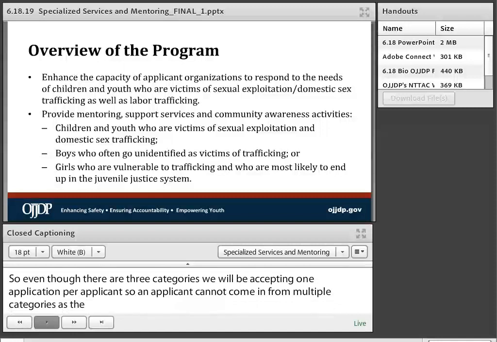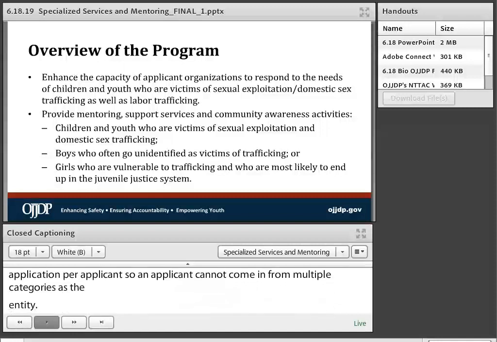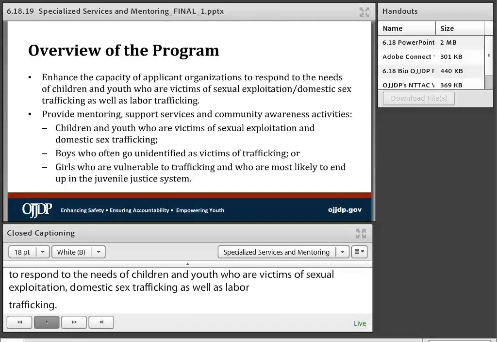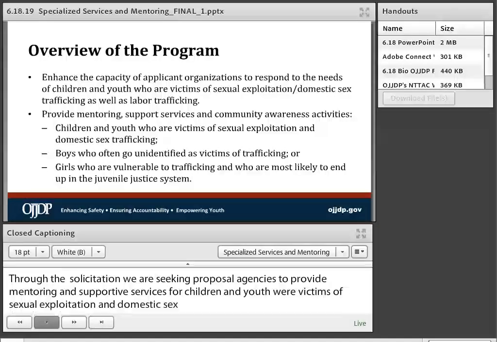So the purpose of this funding is to enhance the capacity of your organizations to respond to the needs of children and youth who are victims of sexual exploitation, domestic sex trafficking, as well as labor trafficking. Through this solicitation, we are seeking proposals from agencies to provide mentoring and supportive services for children and youth who are victims of sexual exploitation and domestic sex trafficking: boys, who often go unidentified as victims of trafficking, and girls who are vulnerable to trafficking and who are most likely to end up in the juvenile justice system. Those are essentially our 3 categories, which I will get into in great detail.